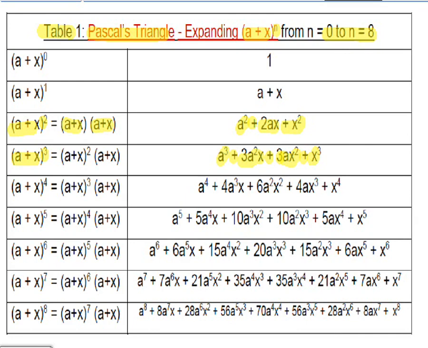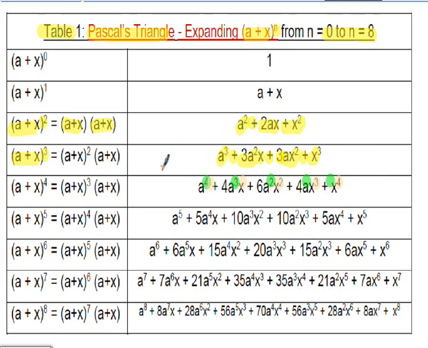Notice with the binomial expansions how the powers of a decrease from left to right and the powers of x increase from left to right. For example, looking at the powers of a, we've got a to the 4, a to the 3, a to the 2, a to the 1. This would be a to the 0. And looking at the powers of x, we've got basically x to the 0 here, x to the 1 here, x to the 2, x to the 3, x to the 4. And that pattern is repeated throughout.